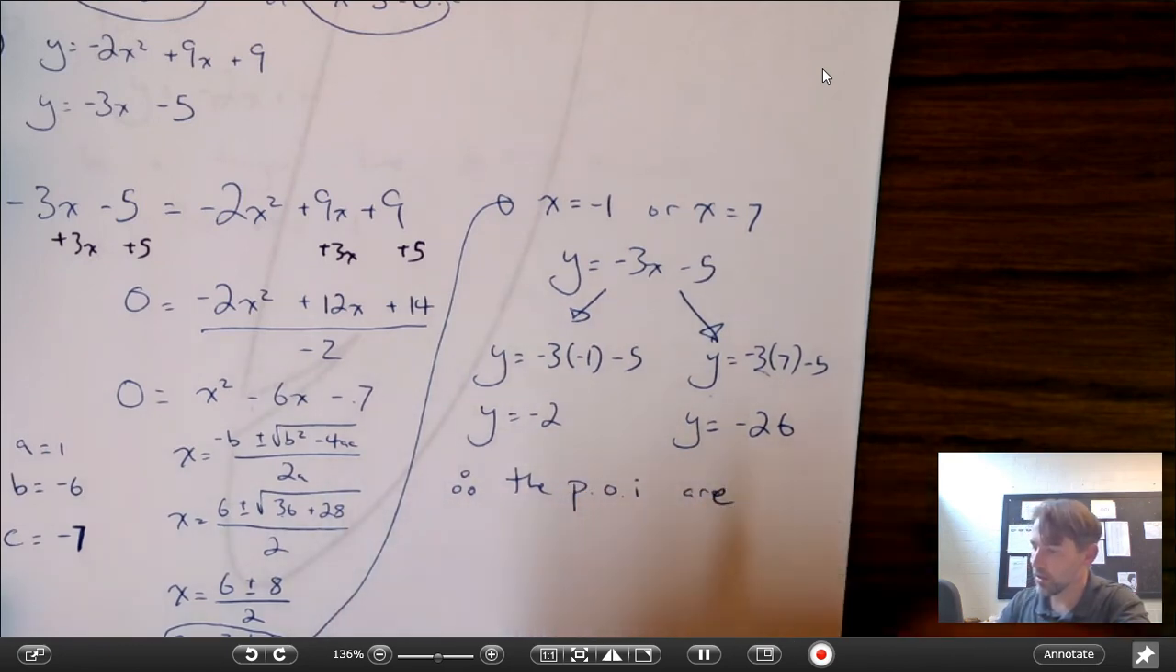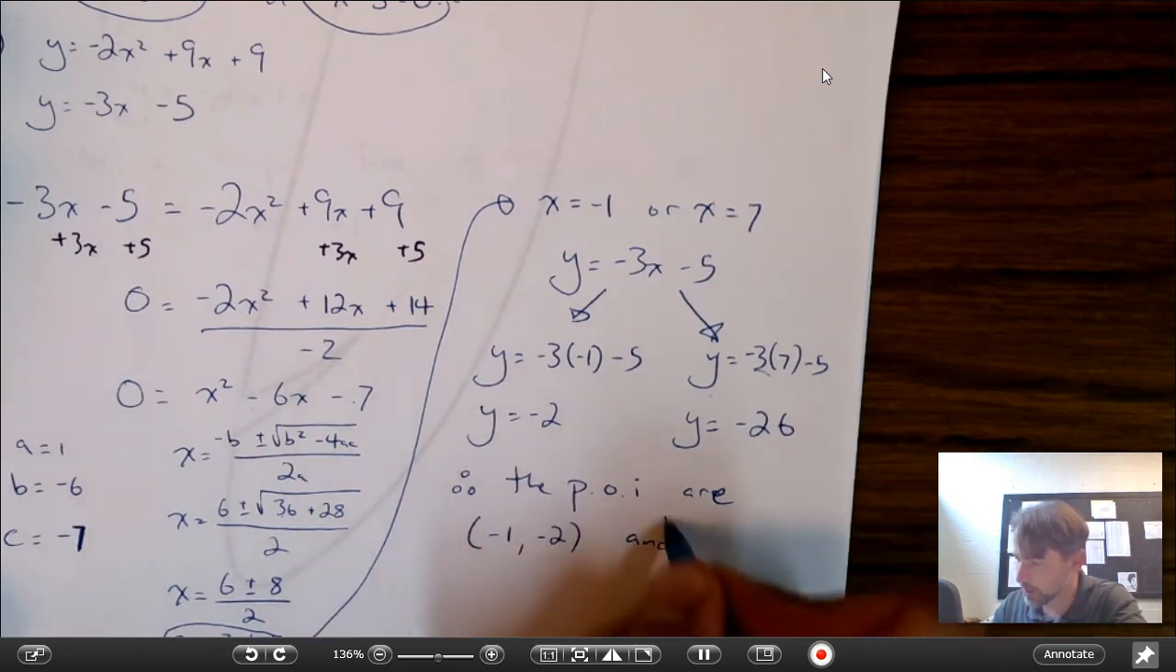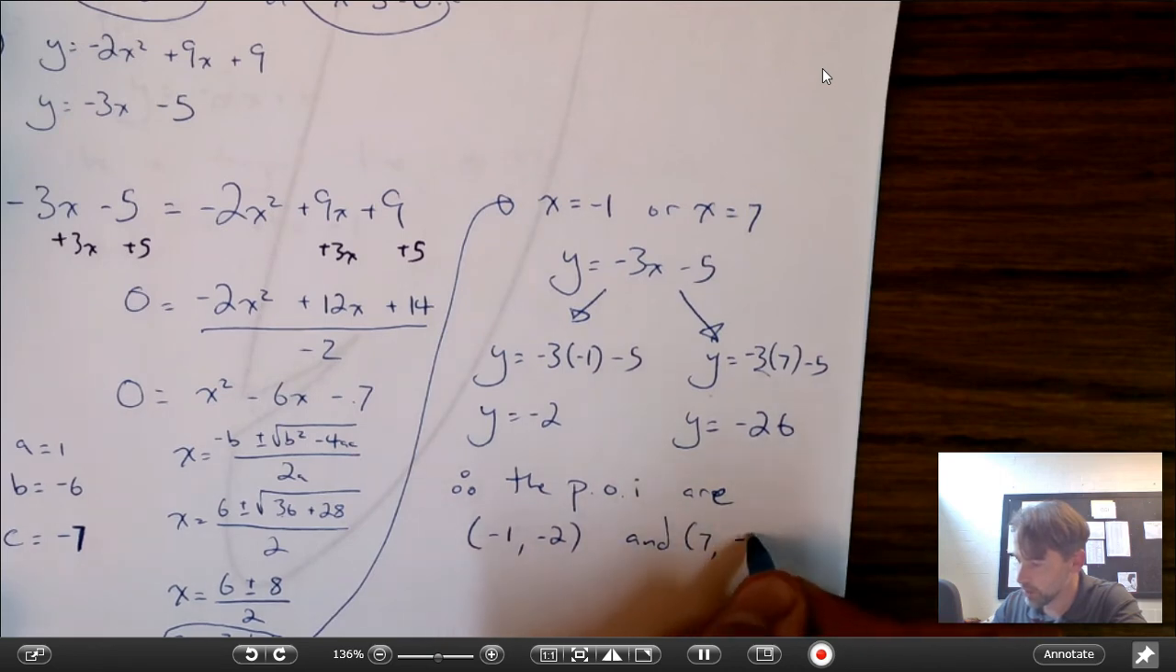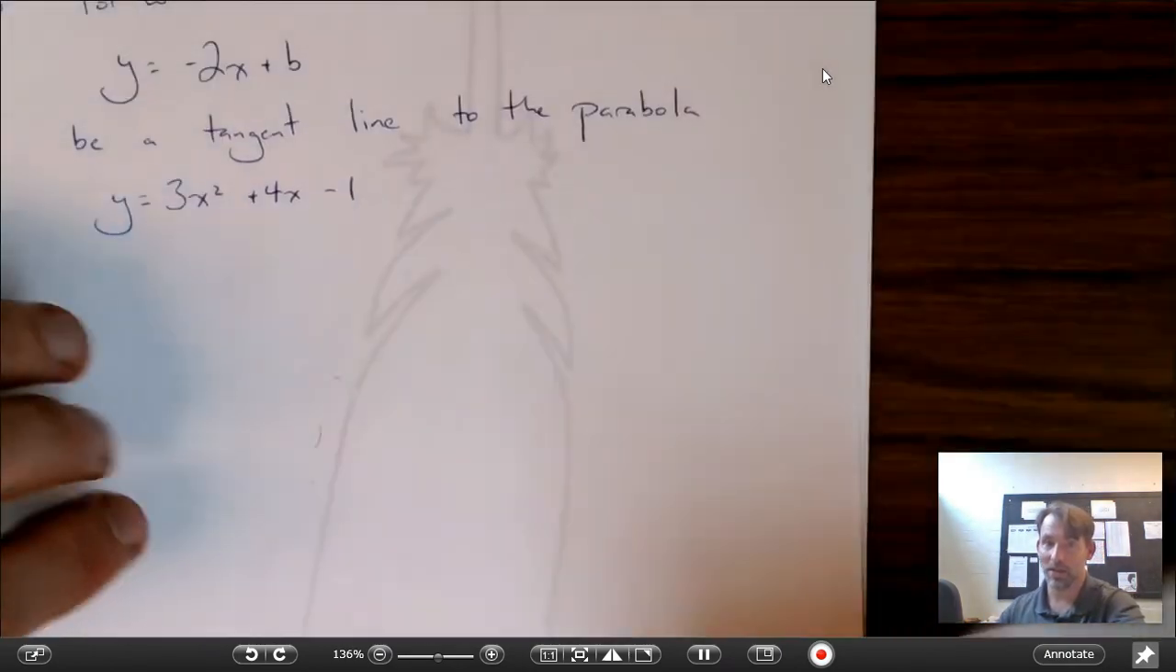are (-1, -2) and (7, -26). Okay? And that's using the quadratic formula to find it. Factoring also gave it to us faster. All right, so that's how you do those types of questions.